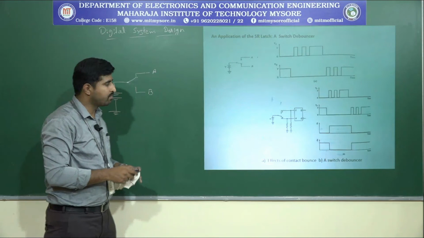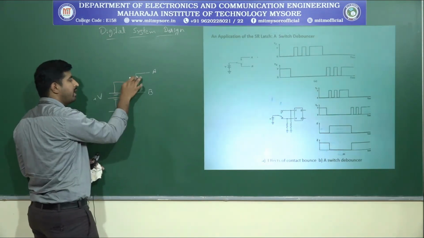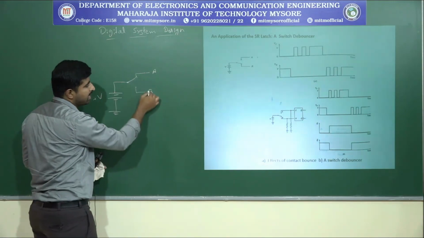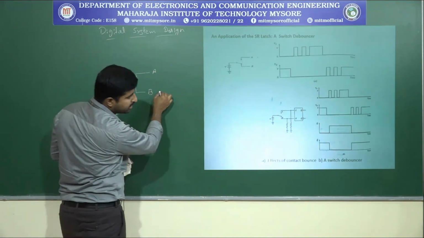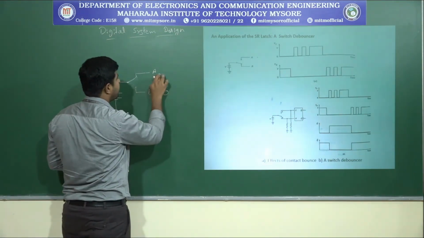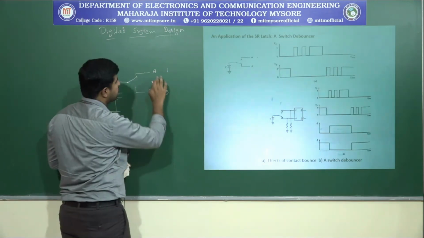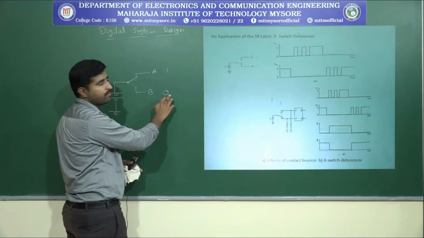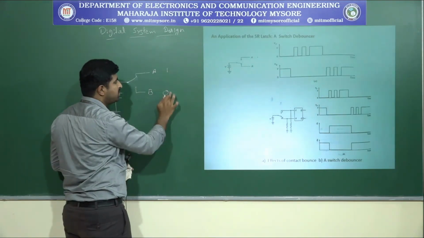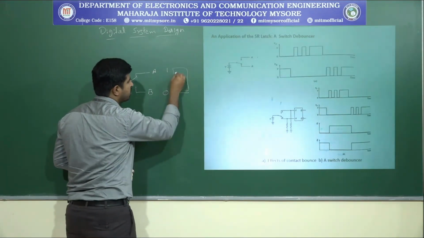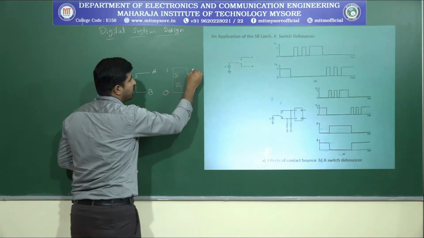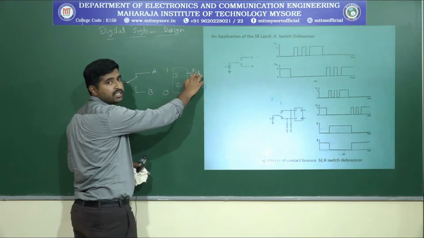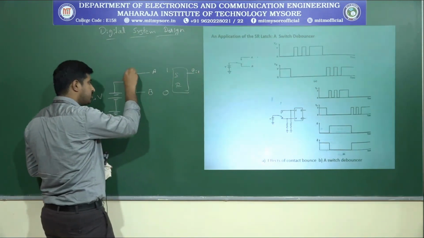When the contact is moved from B to A, and A is touched, this gives the SR inputs. B is connected to R, so that is 0, and A is connected to S, so that becomes 1. That gives the 1 0 input to the SR latch, and Q becomes 1. So it always maintains this state, even if there is a switch bounce.